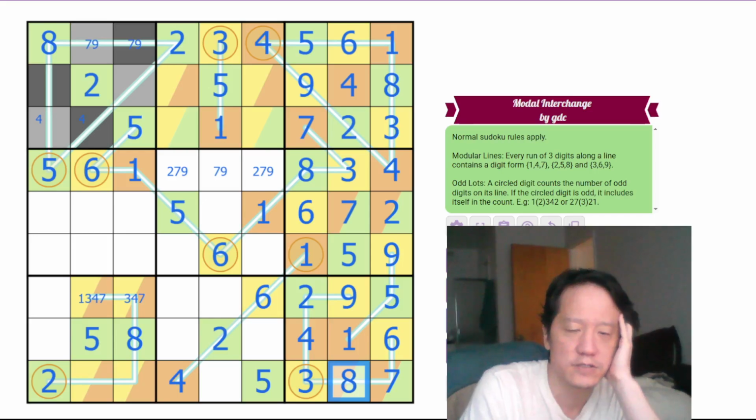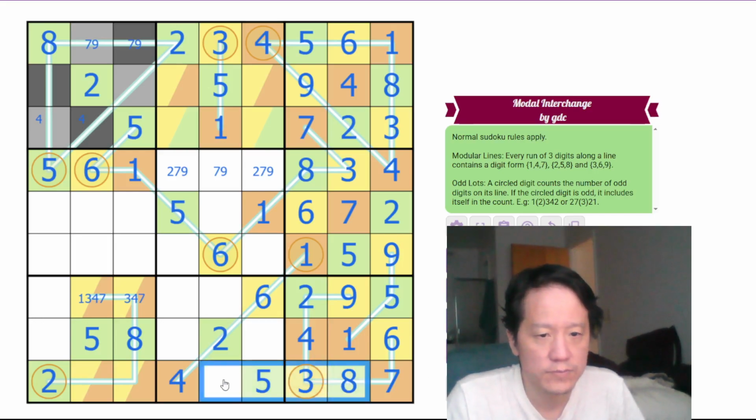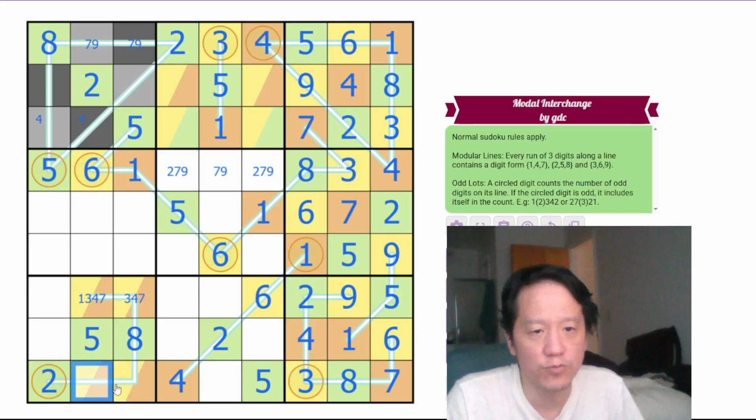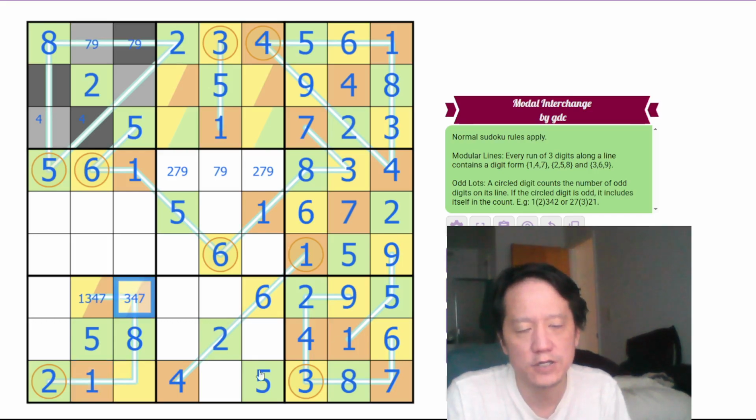This is 8. Therefore, this is not green. This is orange. This is not orange. It's blue, green. No green, no orange. That means we are left with 1 here as the remaining orange. And 1 cannot be here, so this must be 1, which means this is not yellow. This is orange. This is not orange. This has to be not yellow, so this is not orange.